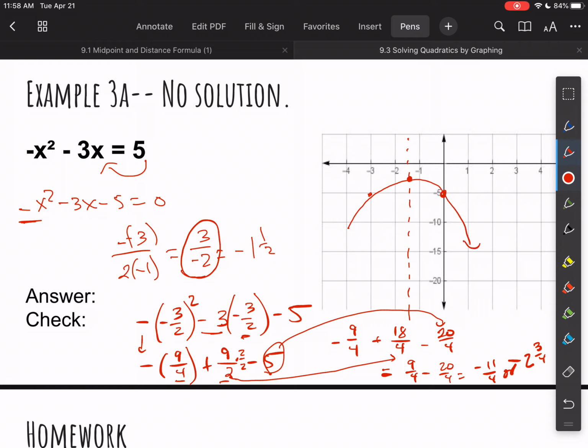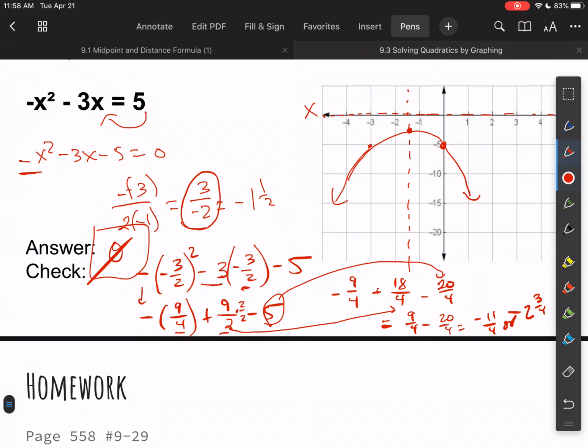But the point is that we did not cross the x-axis. Okay, we did not cross this line at all. And the solution is always where that happens. So the answer to this is no solution. Okay, no solution, and the symbol for that is this guy. The solution set is empty. That's another way of saying that, but that's no solution.